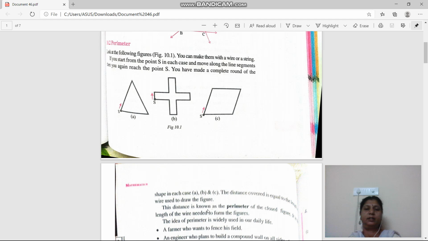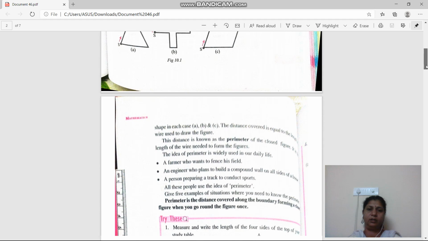Okay, this distance is known as the perimeter of a closed figure. So you can take the walking distance, or we can say the distance which this wire covered around the same playground. Okay, so what is the definition of perimeter? The total distance around the given figure, or we can say closed figure, is the perimeter of a closed figure. It is the length of wire needed to form a figure.